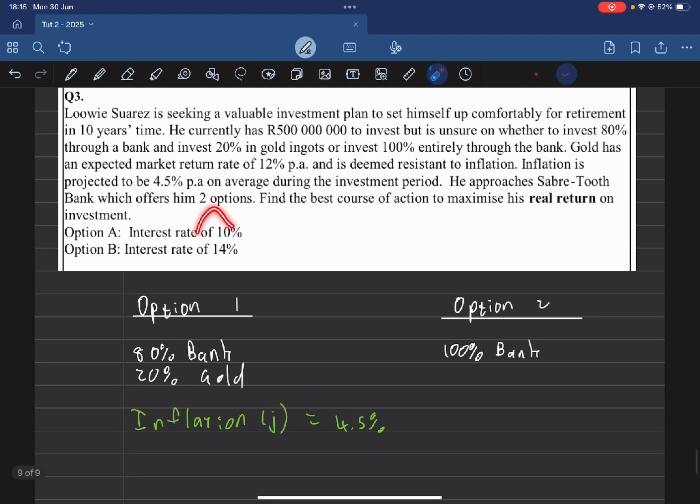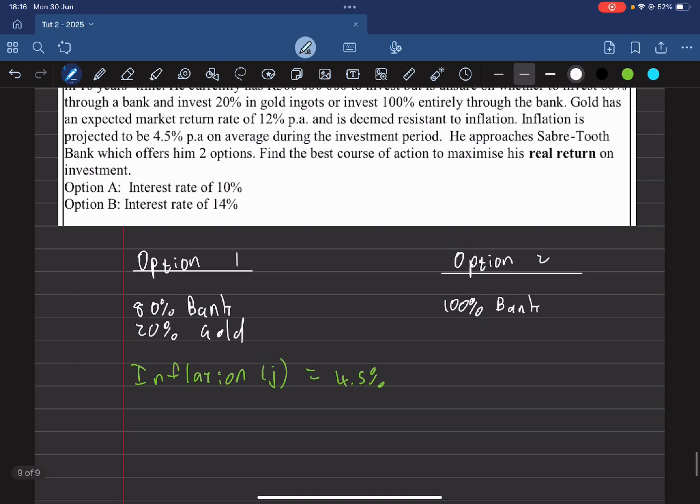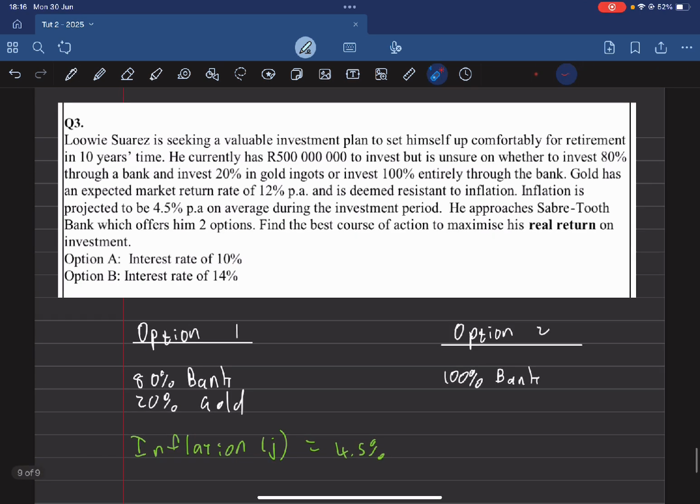Now let's decide. These are the interest rates he'll get on his money in the bank, and we want to choose which one we want. So when you're investing, you always want the highest interest rate possible. So we're going to choose the interest rate of 14%. The important thing to realize here is if you're investing, you want the highest interest rates, and if you're taking out a loan, then you want the lowest interest rates. So we want to use this 14% interest rate.